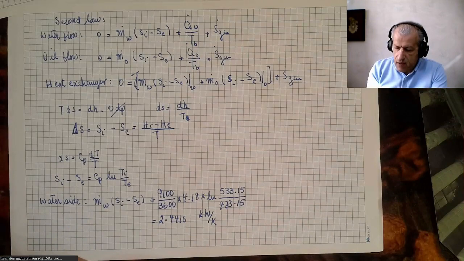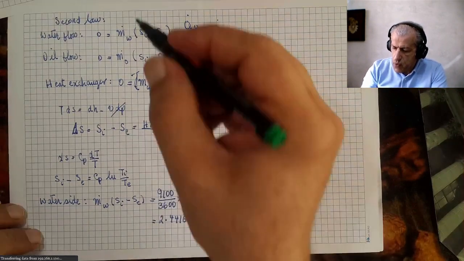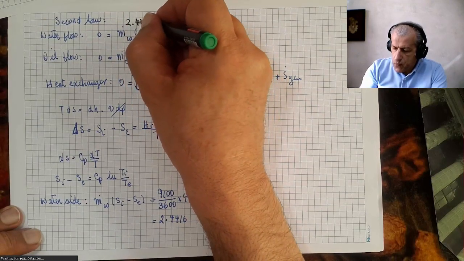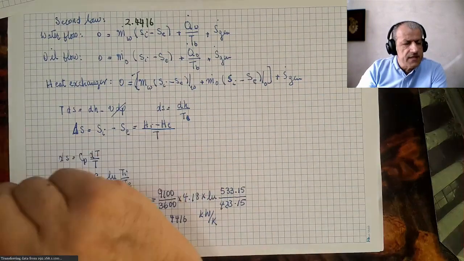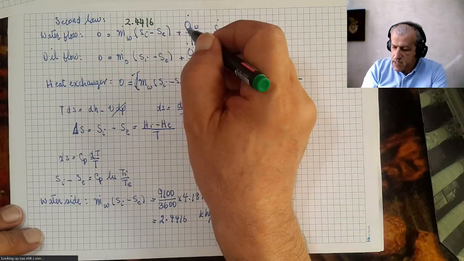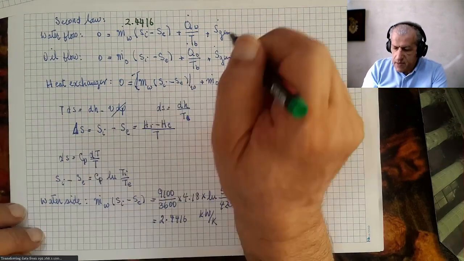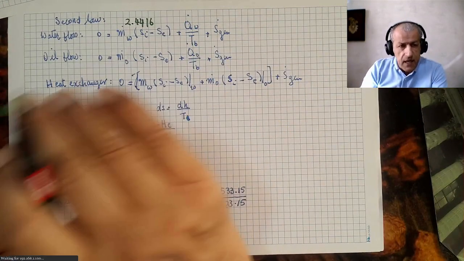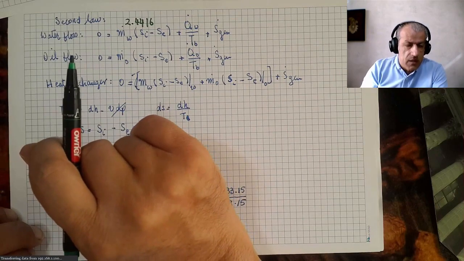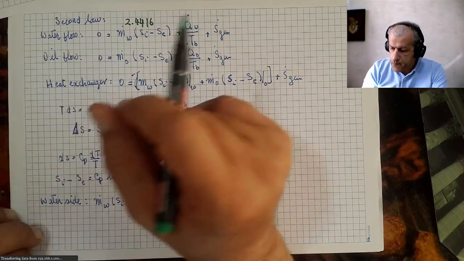This value is this term. In fact, now we have calculated this term to be 2.4416. This is the value we have calculated for this term on the water side, and we know that this equals this term, and this term cancels out inside the water. So the water loses entropy, but due to heat transfer.